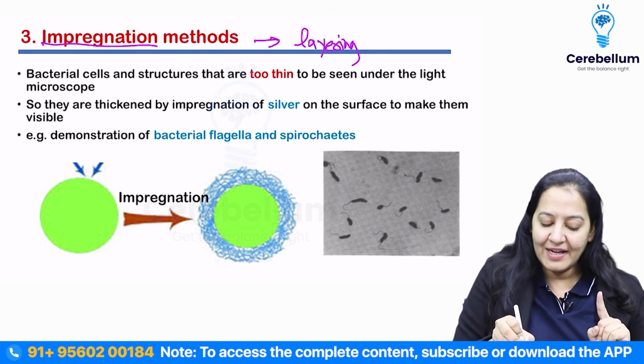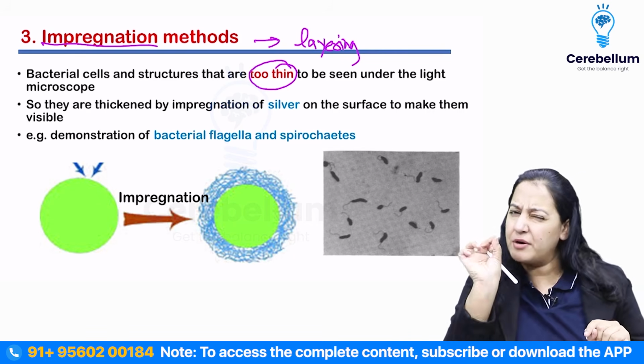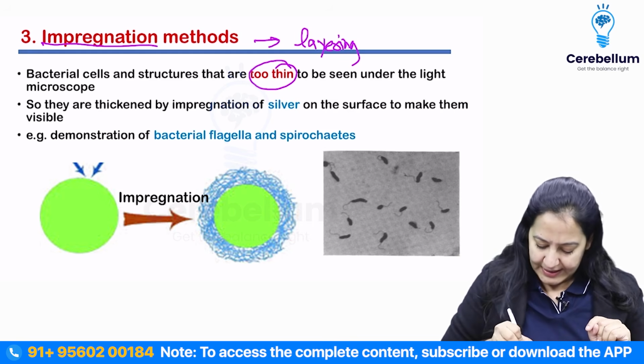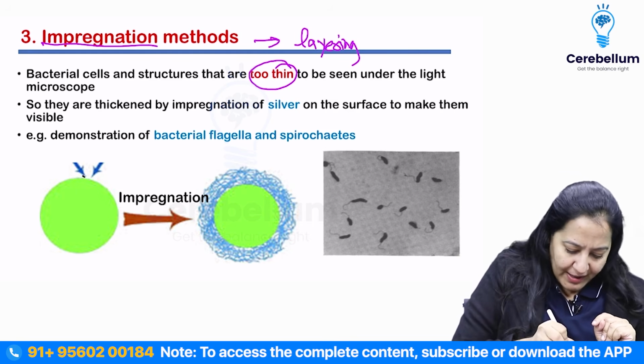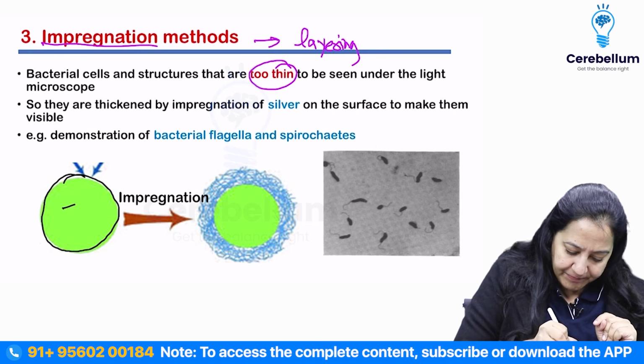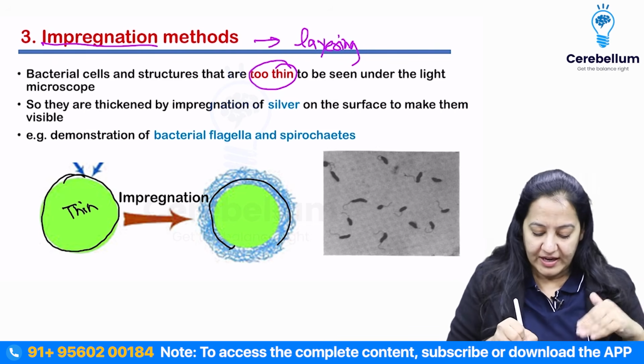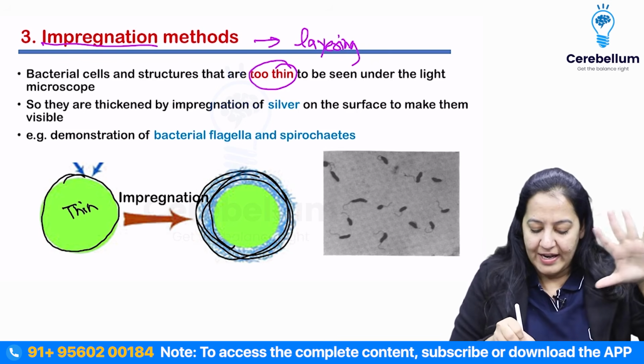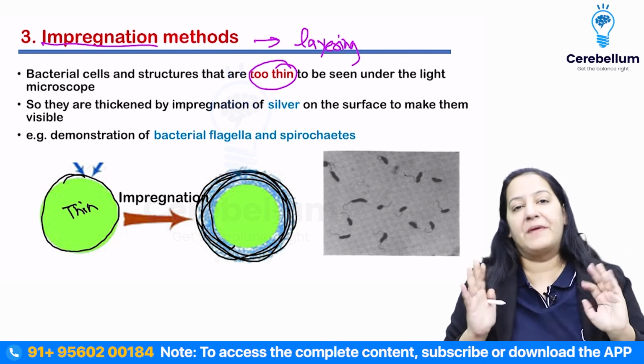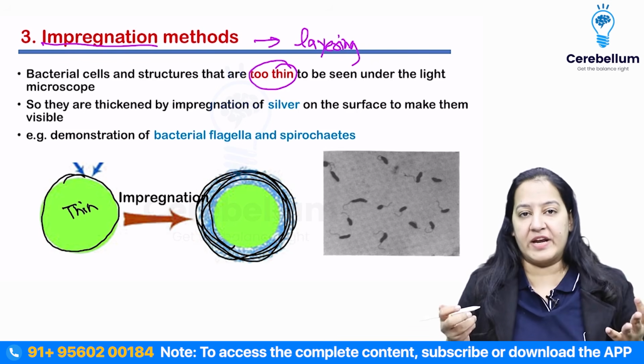Now sometimes bacteria are very thin. They are too thin. Can you see this bacteria here? Let me show you. This bacteria is a very thin bacteria. It cannot be seen normally. So what we are doing is thickening the bacteria by providing a layer over layer. It is known as impregnation. That is the meaning of impregnation, right?